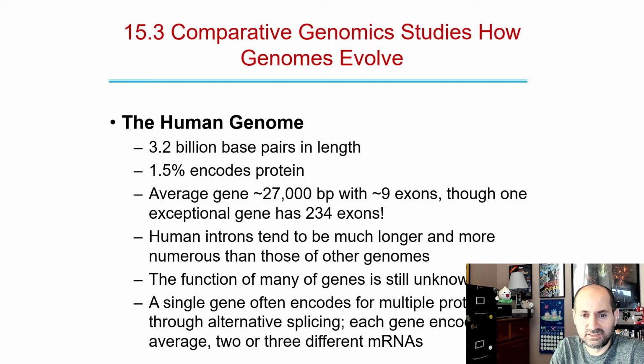The function of many genes is still unknown, an area of study. And a single gene often encodes multiple proteins through alternative splicing. Remember, we discussed alternative splicing before. This is when the exons are rearranged such that you get different protein products from the same gene. Each gene encodes on average 2 or 3 different mRNAs. Isn't that interesting? In your body, each gene codes for, on average, 2 or 3 different mRNAs based on this alternative splicing.